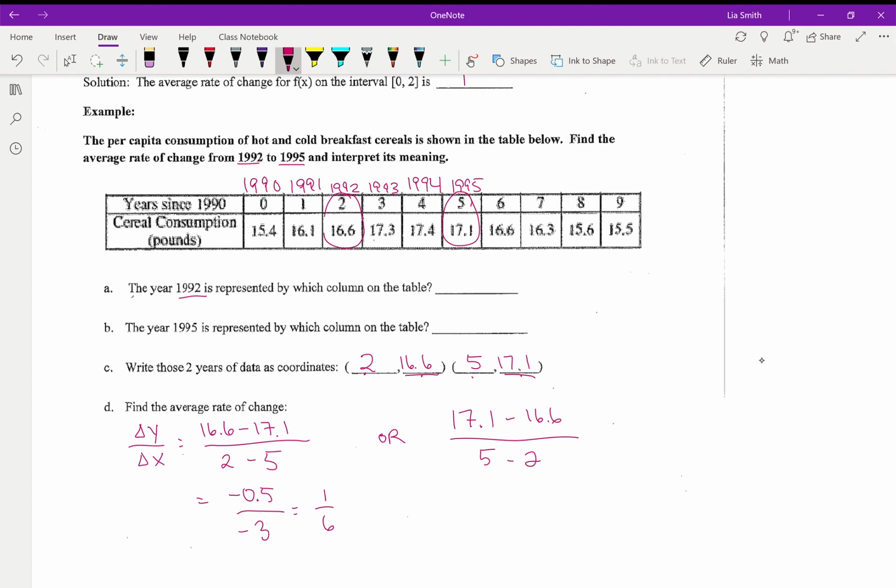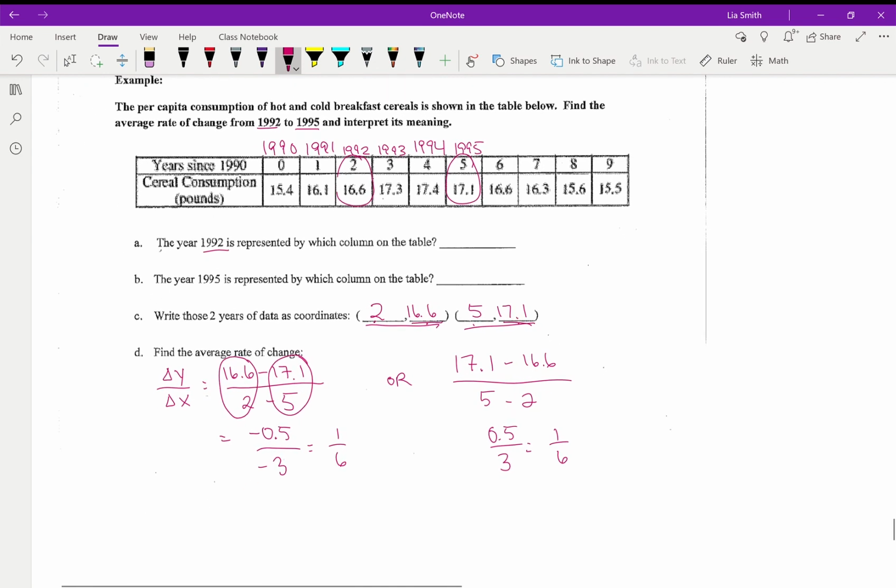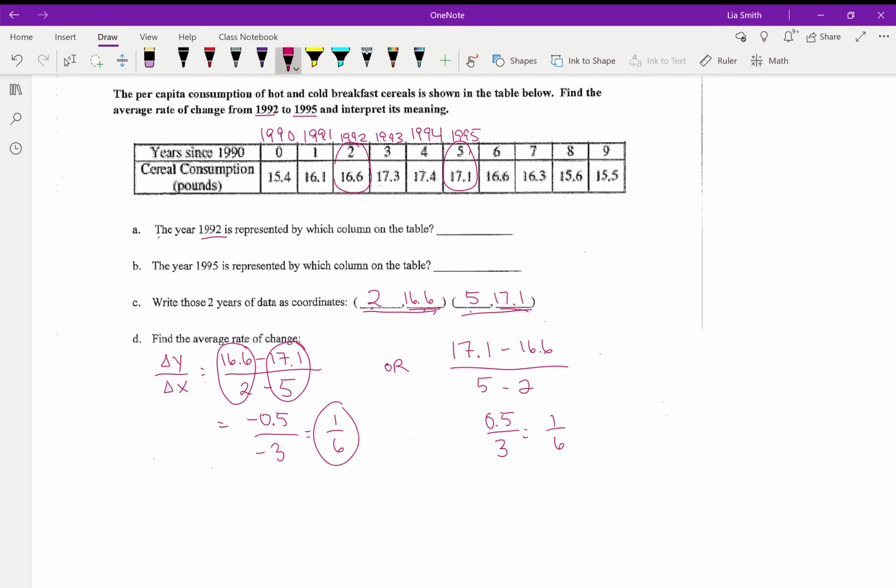Over here, if I do 17.1 minus 16.6, I'm going to get positive 0.5, and then on the bottom I'm going to get positive 3. So I'm still going to end up with 1/6. So whether you do the first or second point first is not important. The important thing is these two both come from the first set, and these two both come from the second set. So my average rate of change is 1/6.